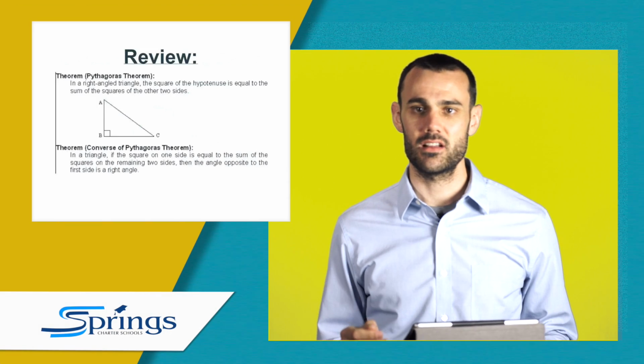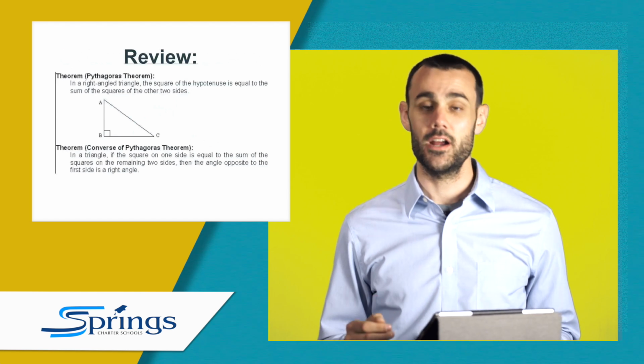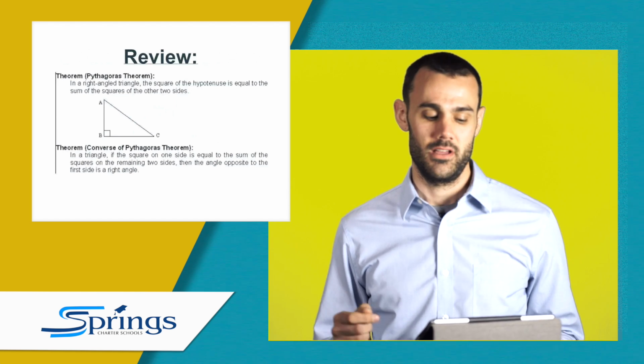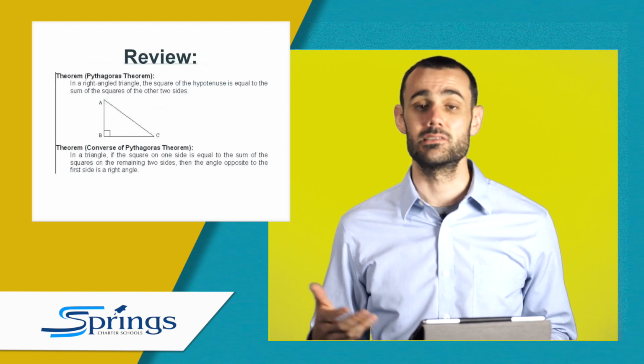A little bit of review before we get started. Remember, in the last lesson we talked about just the Pythagorean theorem. In a right-angled triangle, the square of the hypotenuse is equal to the sum of the squares of the other two sides, where you learned that a squared plus b squared equals c squared.